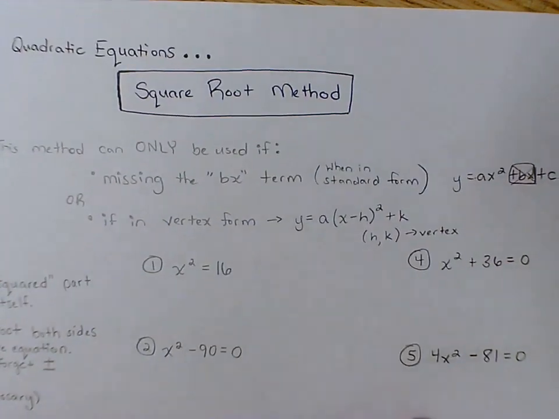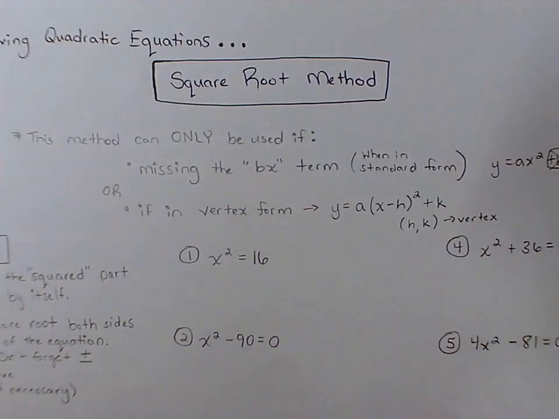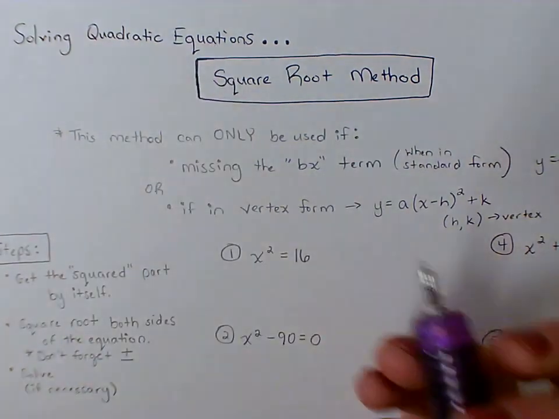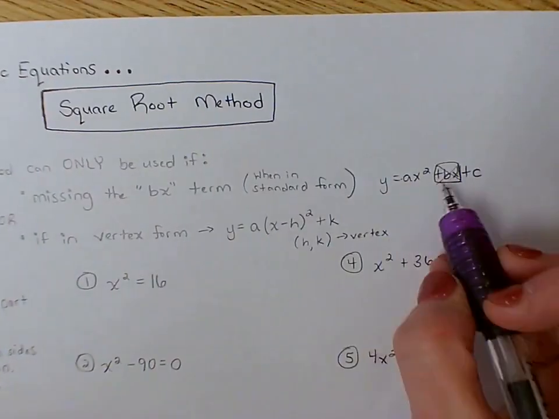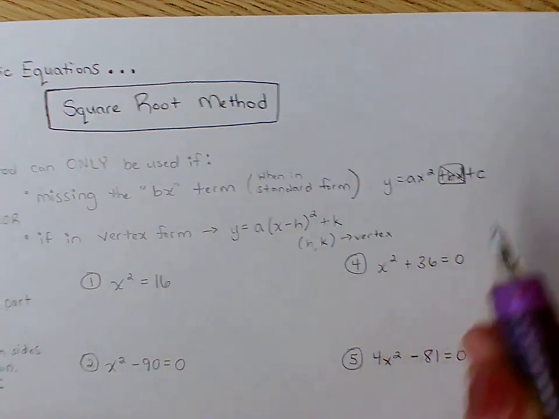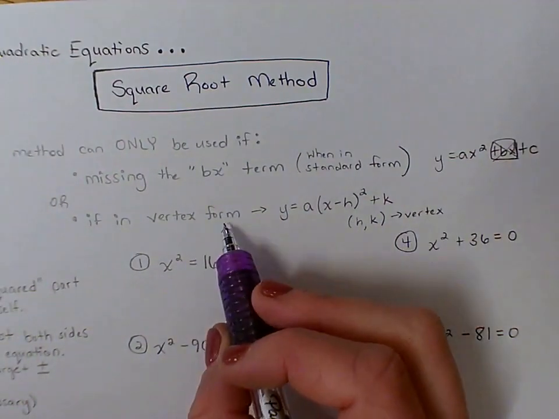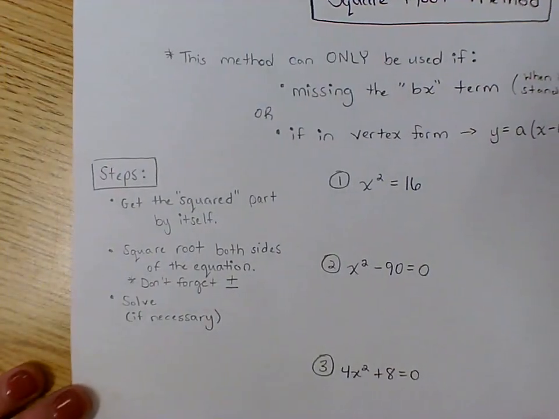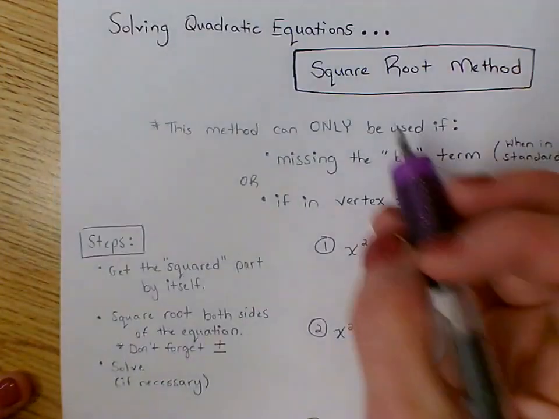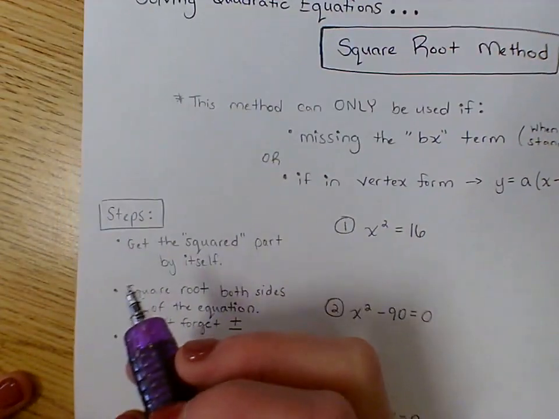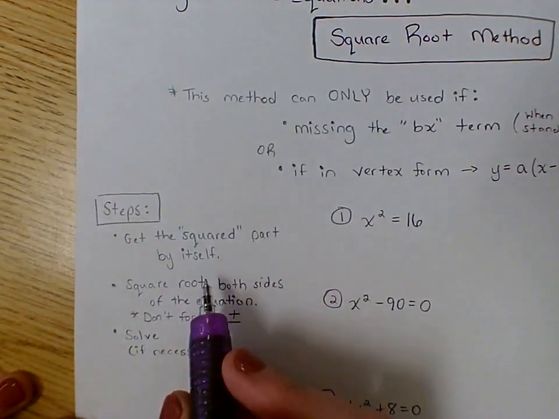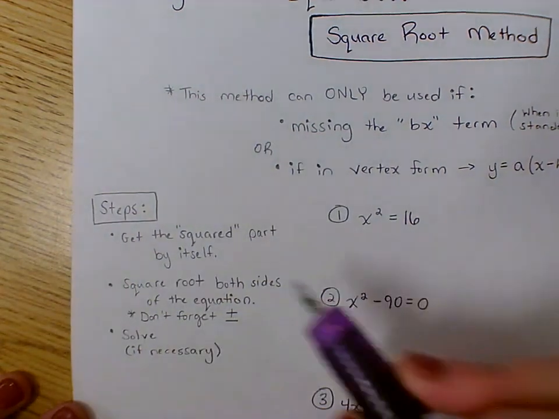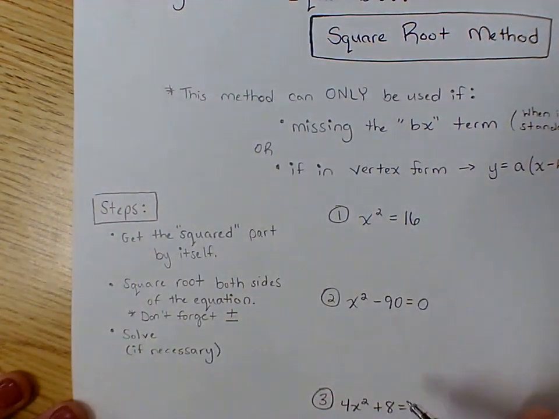So one of two things has to happen in order for you to use the square root method to solve your quadratic equation. You either have to be missing that x term if it's in standard form, or it has to be in vertex form, okay? So if either one of those is happening, then you'll be able to solve it using the square root method, okay? So I wrote down the steps that you would take to solve it, and we're going to use these steps to help us do some examples here, okay?